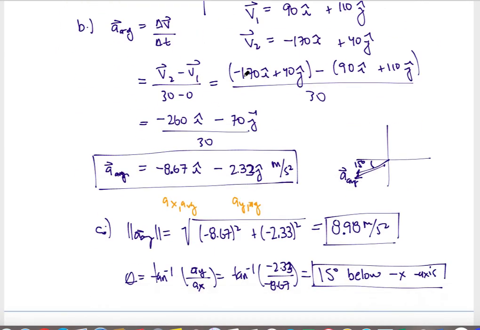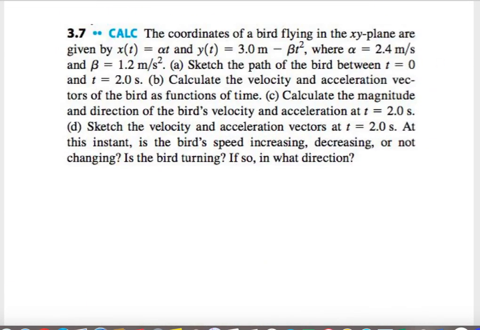So, finally, for question 3.7, I am given the coordinates of a bird flying in the xy plane, and I have two position functions. So I have an x position function, which is given as alpha t, so I'll substitute alpha, which is 2.4, and I have a y position function, which is given as 3 minus beta t squared, so I'll substitute that as well.